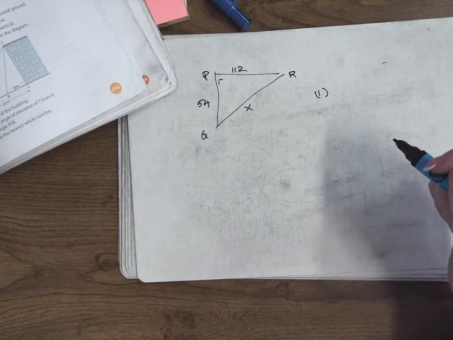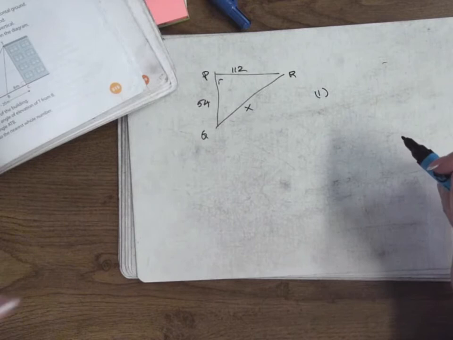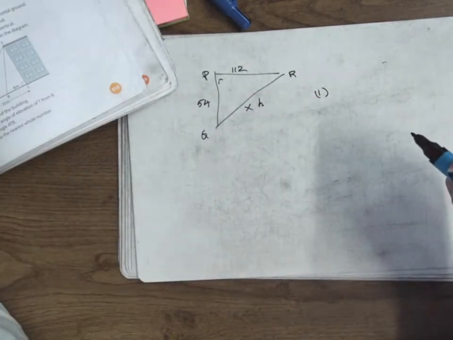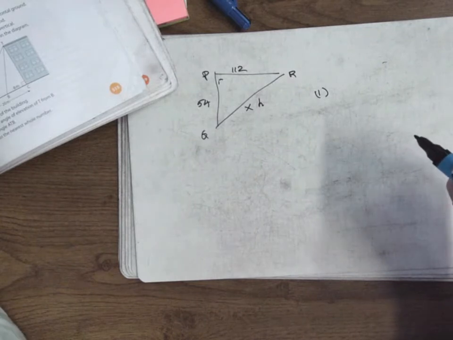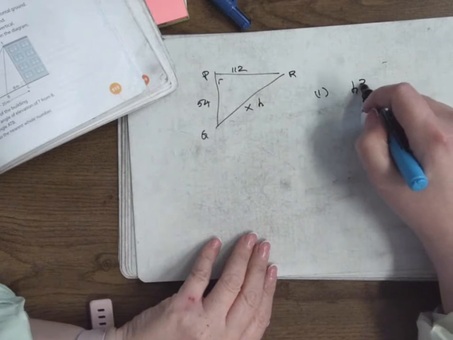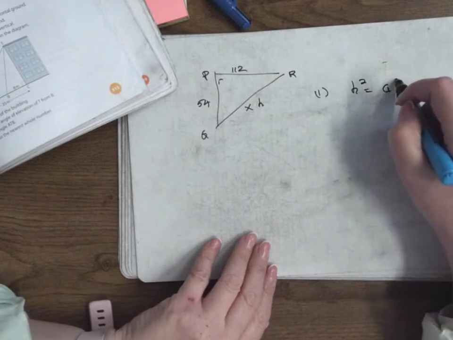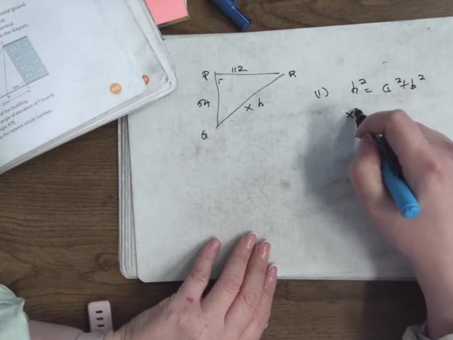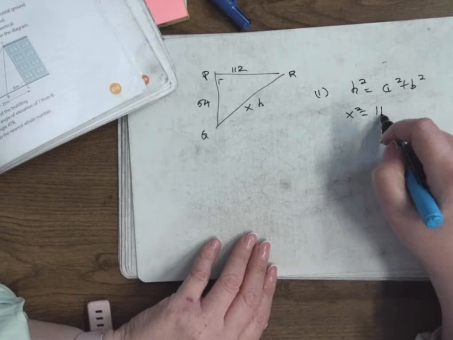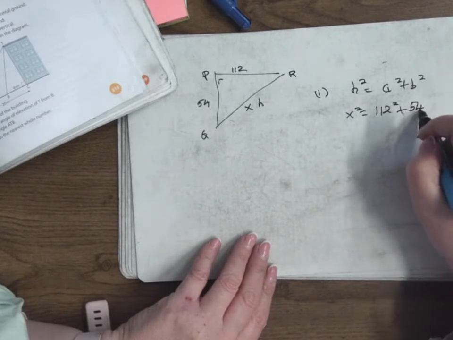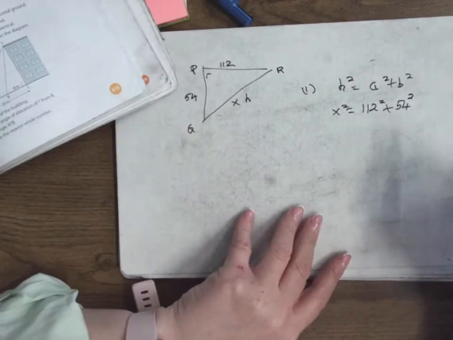Okay, that's the first section of the chapter Pythagoras' theorem, when you know 2 sides and you want to find the third. So all you need to do is label the hypotenuse for this. You can't label any further because you don't know what angle you're talking about. So remember, h squared is equal to a squared plus b squared. So that means x squared is equal to 112 squared plus 54 squared. Remember, it doesn't matter which one you call A and which one you call B.